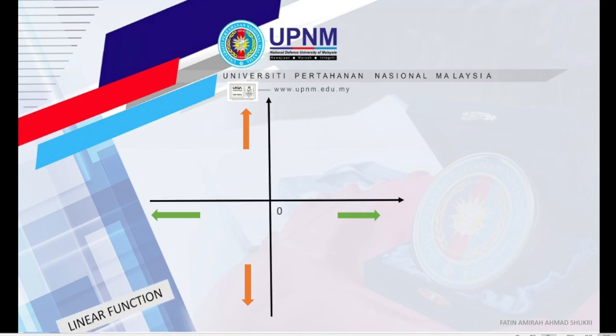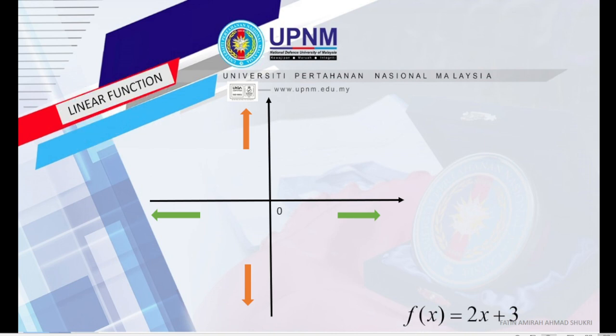We call it a linear function. A linear function is in the form of y equal to ax plus b. In this case, a is 2, b is 3. So how to sketch the graph of a linear function? Very easy, because this is just a straight line.